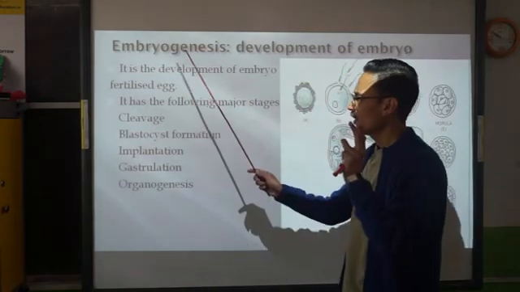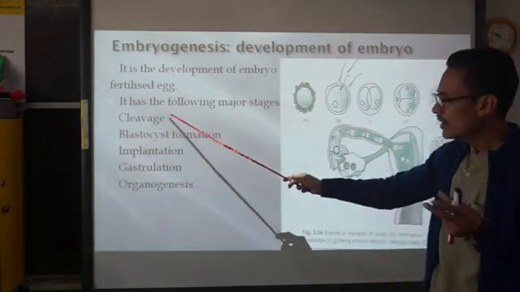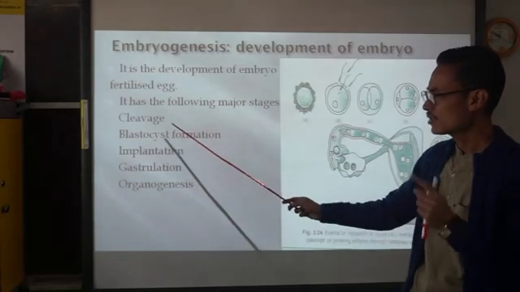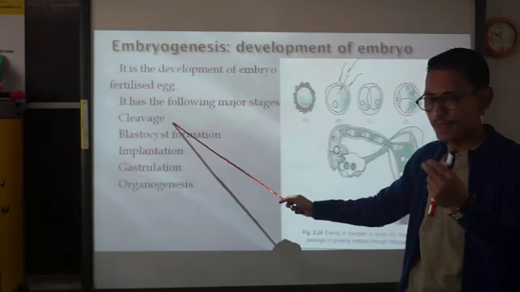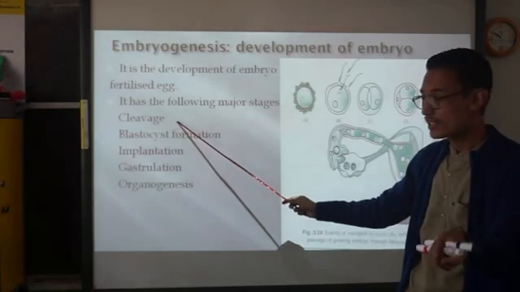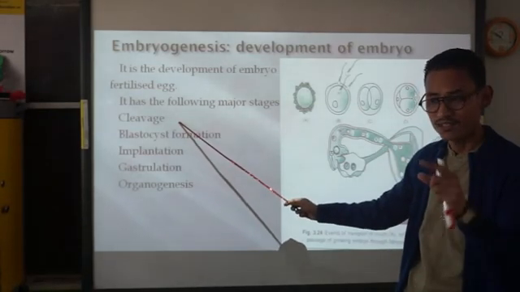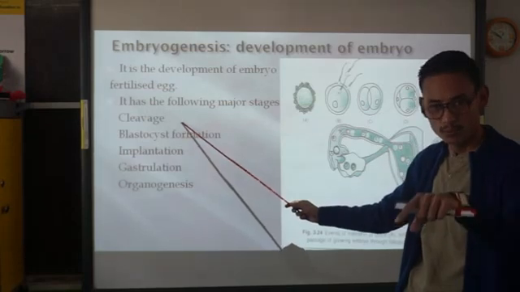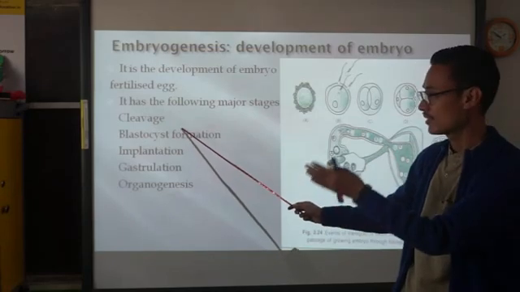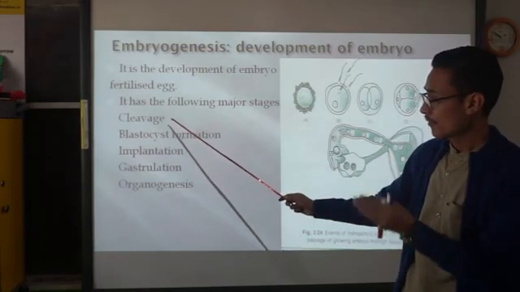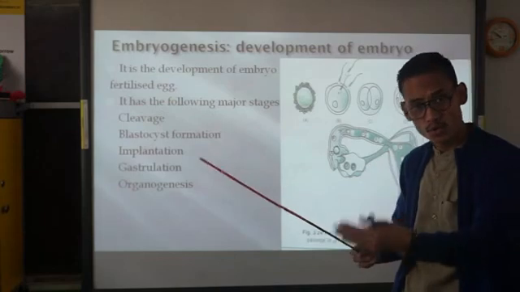So therefore, embryogenesis has major stages. Now, what are the stages? First stage is cleavage, the stage of rapid cell division, that is mitotic cell division. Remember, zygote is a single cell which is diploid. Now that single cell has to undergo repeated mitotic divisions, which we'll discuss afterwards. Then from cleavage there will be formation of morula.